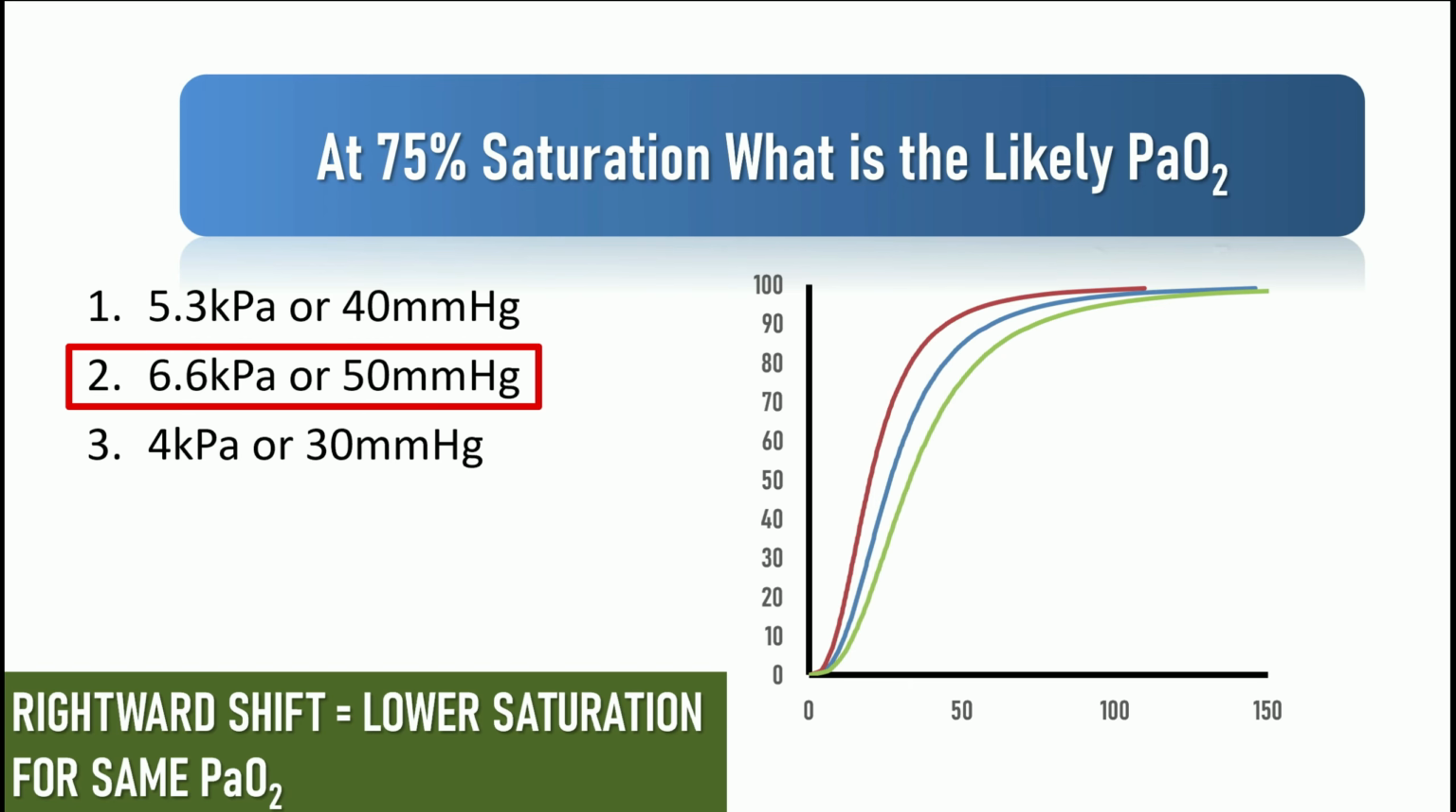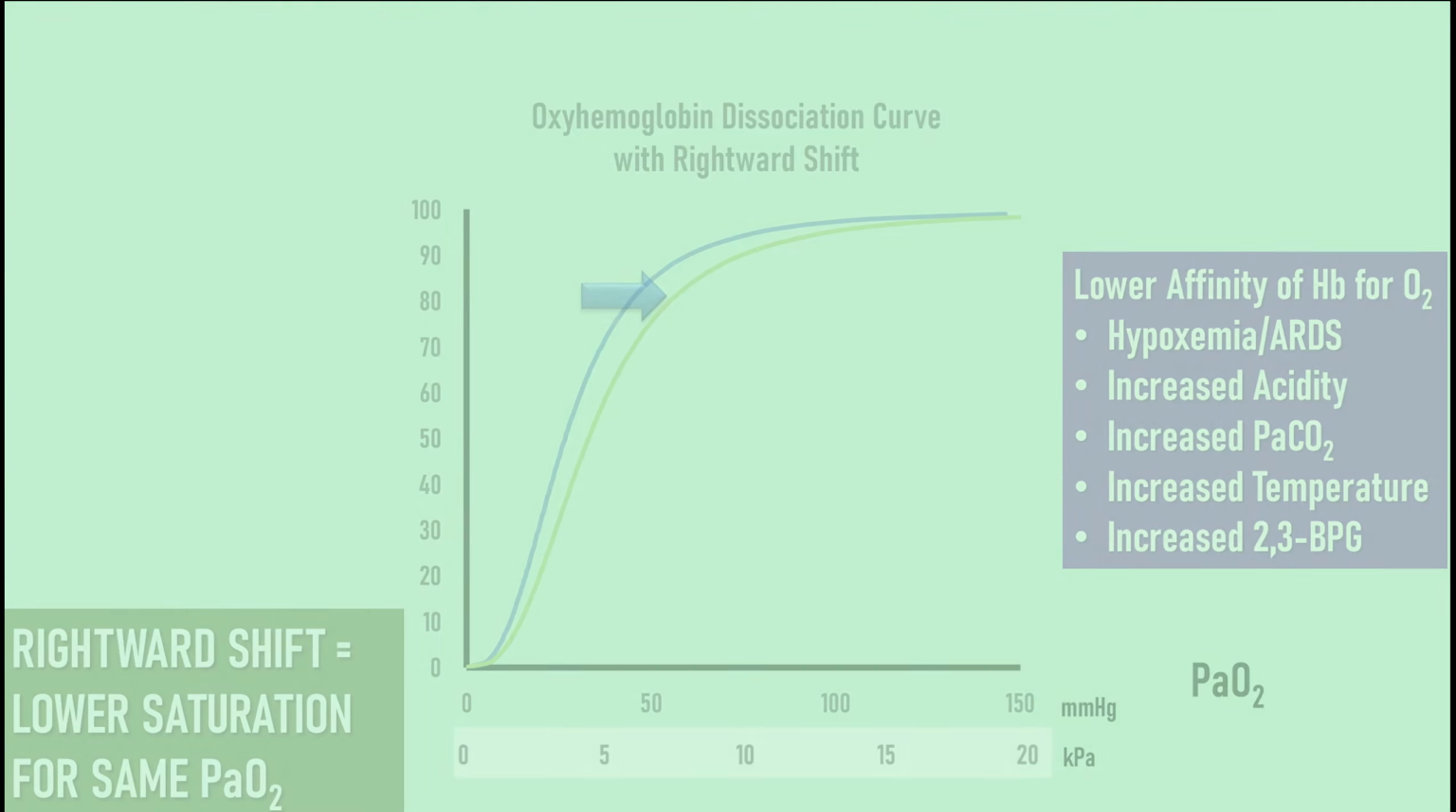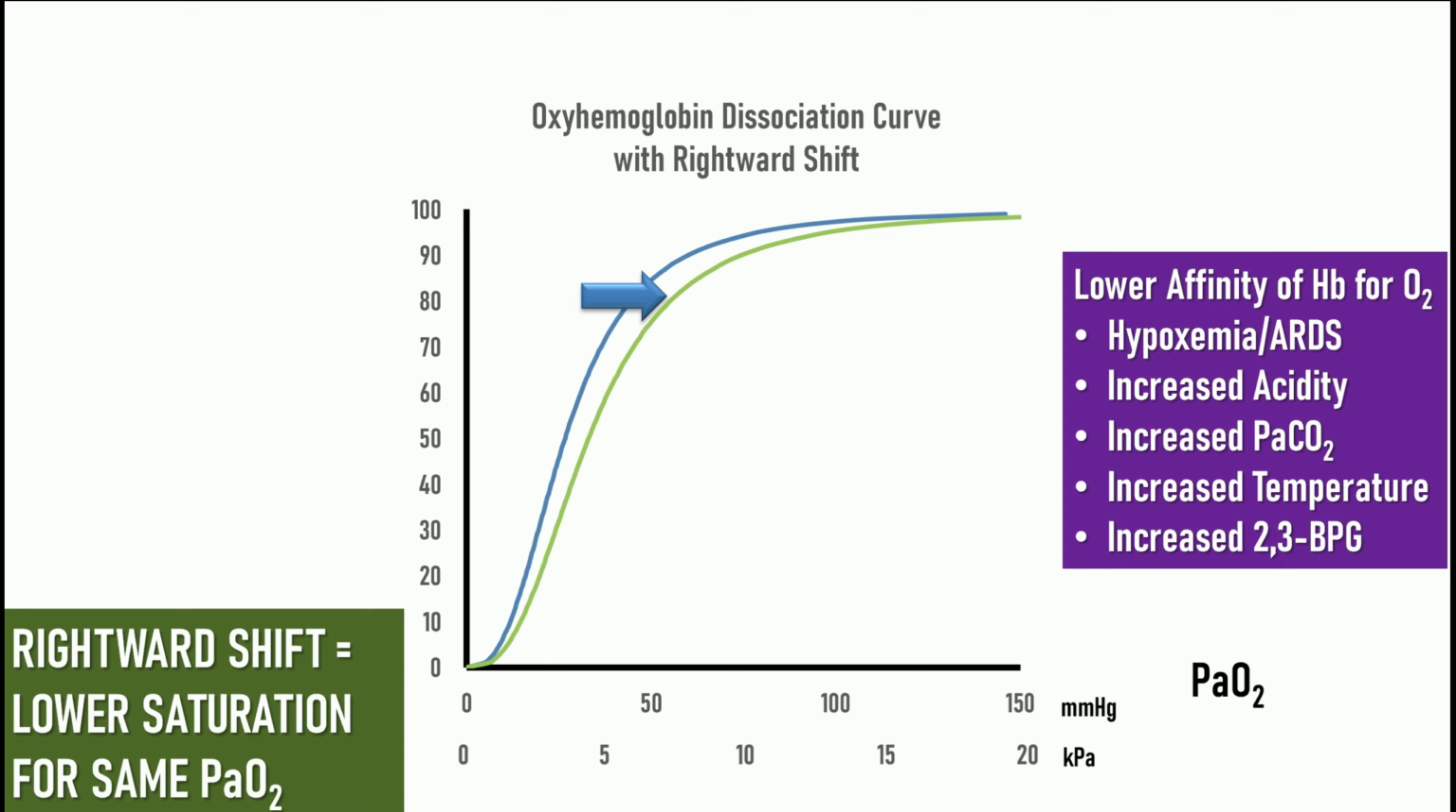There are a range of different metabolic conditions that will cause shifts of the oxyhemoglobin dissociation curve. For example, the curve is going to shift rightwards if there is an increase in the demand for oxygen. When does that occur? It occurs in states of hypoxemia, such as ARDS, where there is an increased production of lactate or carbon dioxide, so there's increased acidity, where the temperature goes up, and in a specific situation where there is increased 2,3-BPG or DPG within red cells. I'll explain that in a minute.